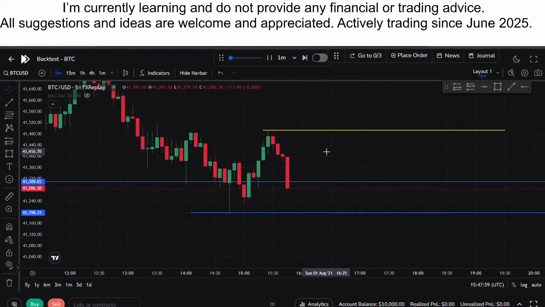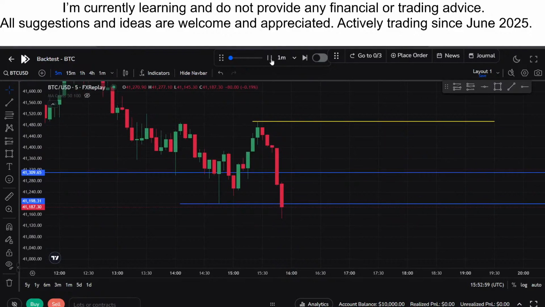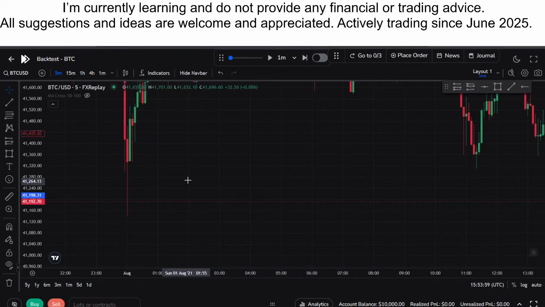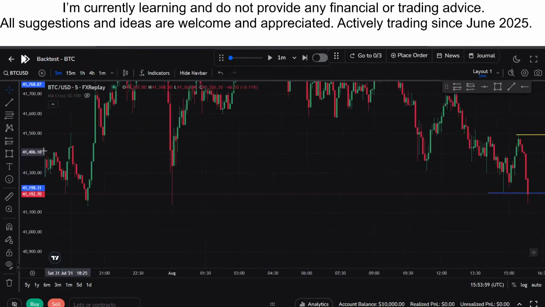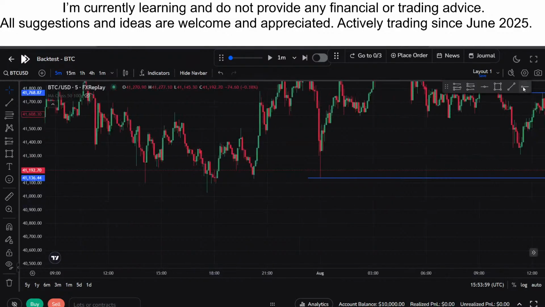Okay, the price is going down now. There is strong bearish momentum. Okay, so I will just delete this line, and we had here another swing low, another liquidity area. So here is our liquidity, and we have another liquidity here also.